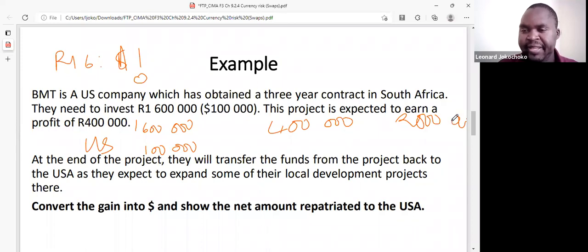Because this is an American company, they have to change this money back to the United States dollar. Since the exchange rate is 16, we can say the profit is 400,000 divided by 16, and by calculating that, I see that their profit is $25,000. This is the question we were asked: calculate their profits. Once you have the gain, show us how much they'll take back home. So they'll go back with the original amount and the profit. They'll go back home with $125,000.